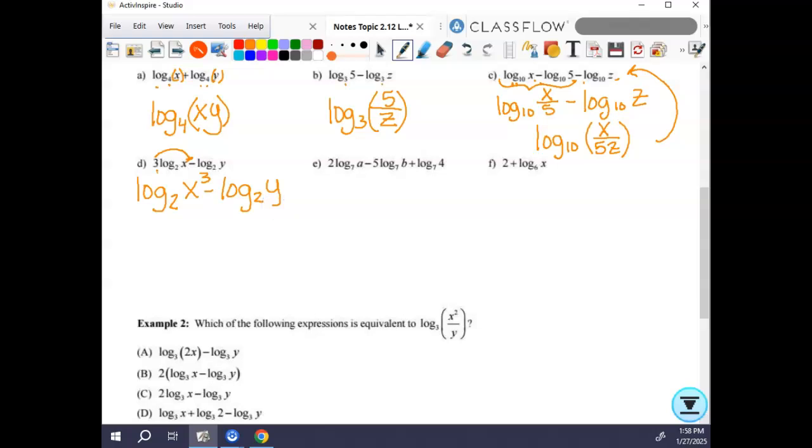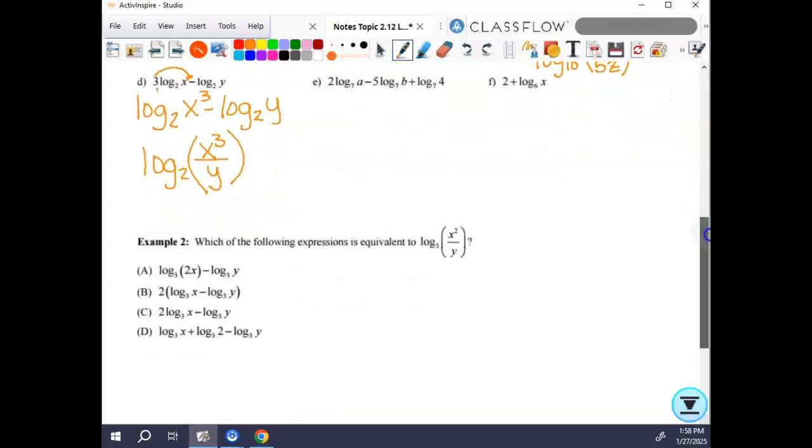And now that I have log and there's no coefficients, now I can combine them. So I've got log base 2. X cubed is with a positive log, so it's in the numerator. Y is with the negative log, so it's in the denominator. And there you go. Okay, everybody good so far?